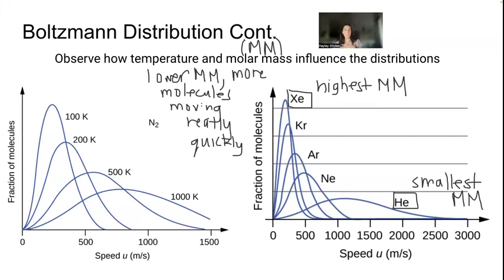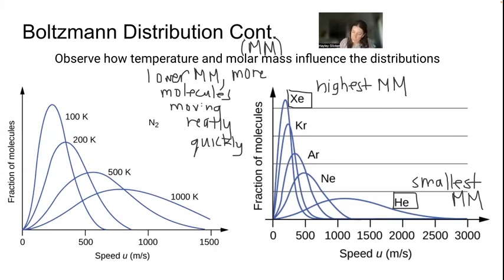Let's think about conceptually why that is. If we have a golf ball versus a bowling ball, golf balls are able to move faster than bowling balls are. That's related to their mass, right? Golf balls are smaller, bowling balls are bigger. The same thing is true for gases. Heavier gas molecules move slower on average, whereas smaller gas molecules tend to move faster on average.